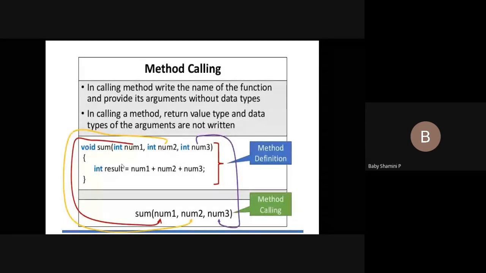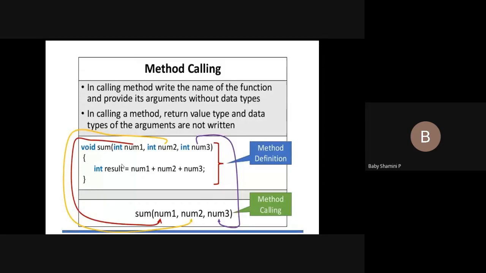The num1 is assigned to the variable num1. Num2 is assigned to the variable num2. Num3 is assigned to the variable num3. In this way, we can declare a function call statement: function name followed by arguments. These arguments are passed to the function definition or method definition. Those arguments are called formal parameters. So integer num1, integer num2, integer num3 are formal parameters. Sum of num1, num2, num3 are actual arguments.